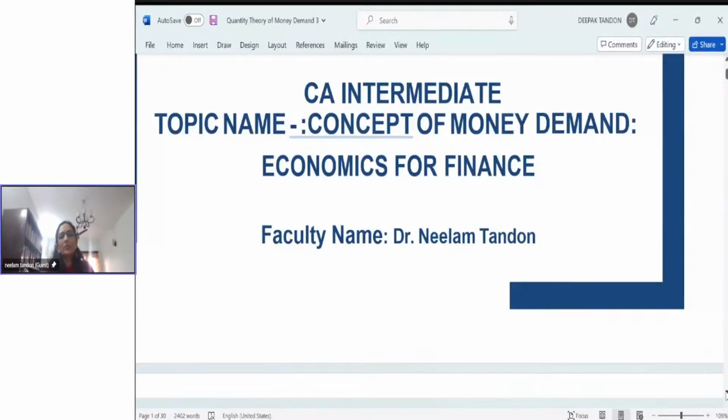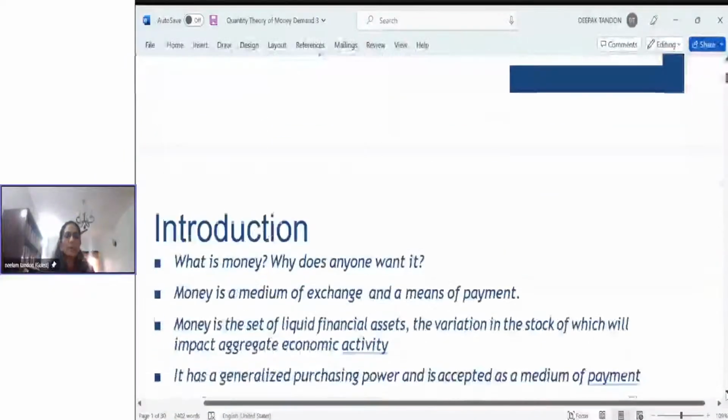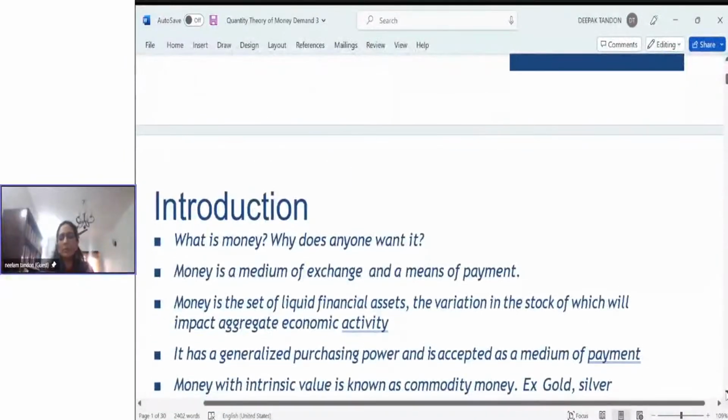So we are starting with this topic of concept of money demand. This is your chapter number 3, and the topic is concept of money demand. First and foremost, the layout of these deliberations: number one, to make you understand why this topic has been given in your syllabus. Number two, what is the context? And number three, what are the theories which are supporting this money demand?